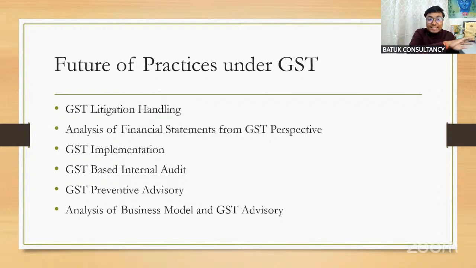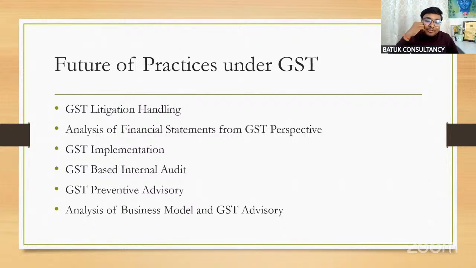Because if you pay IGST instead of CGST and SGST, there may be chances of multiple litigations in future, and the timeline to claim the refund has already lapsed at the time of litigation. So we need to focus on that. We should have the idea of analysis of financial statements from the GST perspective with reference to each and every section.